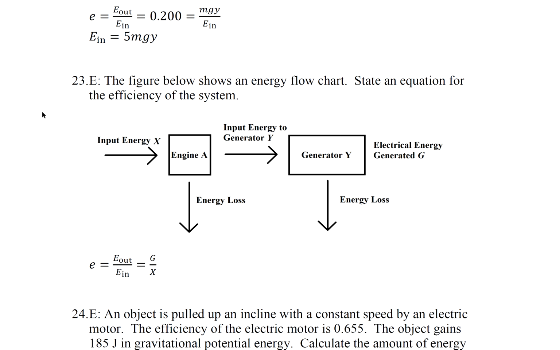Question 23. The figure below shows an energy flow chart. State an equation for the efficiency of the system. So the efficiency of the system, we're going to have energy out, which is G, divided by energy in, which is X. So everything in the middle doesn't really matter.